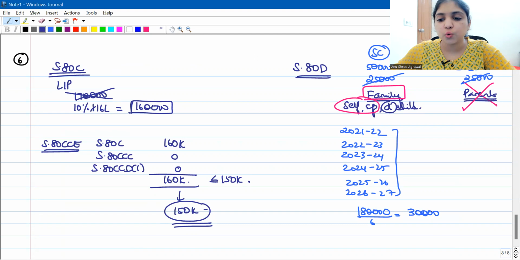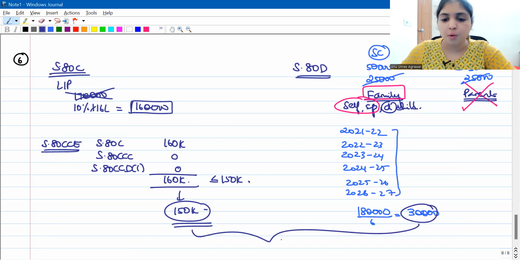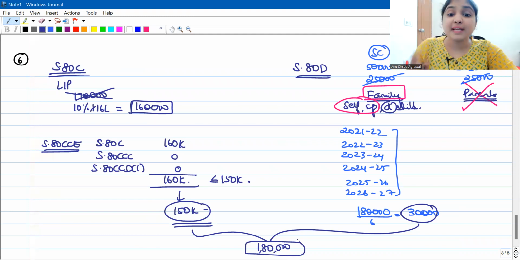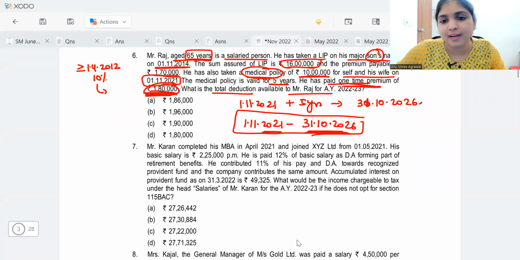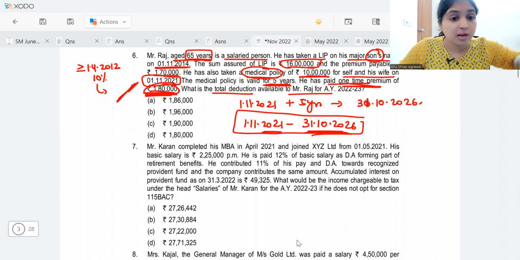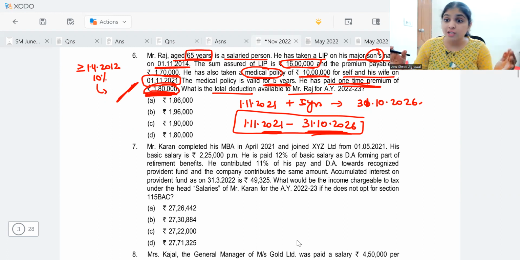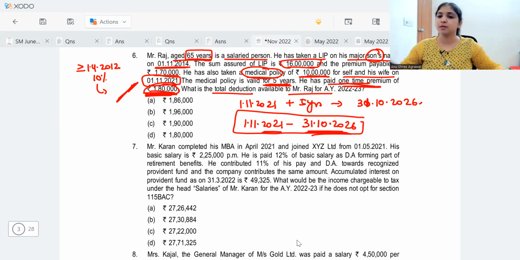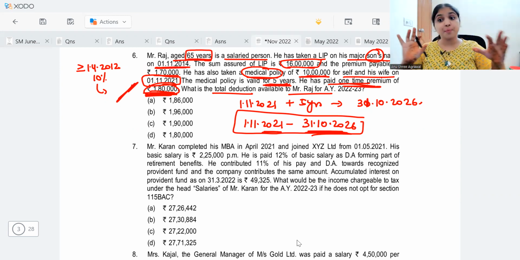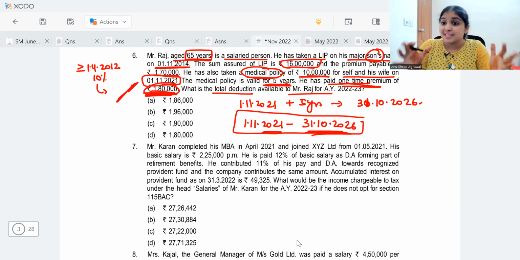So what will our total chapter 6A deduction be now? Our total chapter 6A deduction will be 1,80,000. Please remember, when you pay lump sum premium, you straight away do not divide 1,80,000 by 5. You will see the policy is touching upon how many previous years. Across those previous years, you will distribute the premium. All right, we are paying premium of 1,80,000 and a policy is going to touch upon 5 years. So across 6 years. So across the 6 years period, you will distribute the deduction.